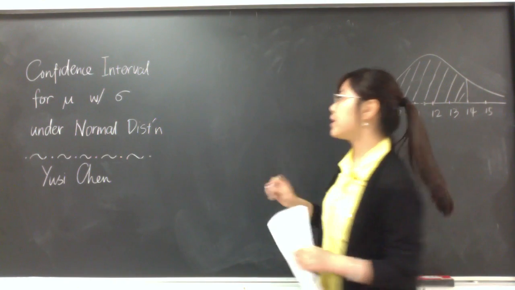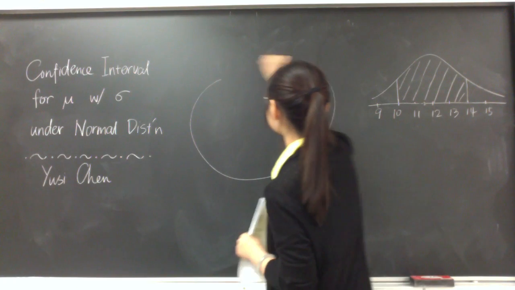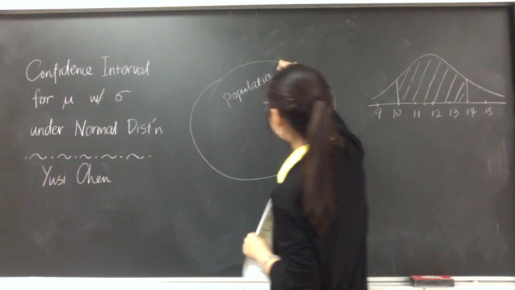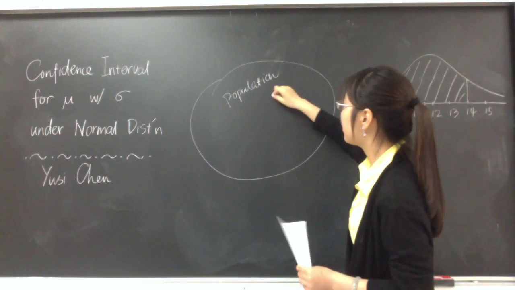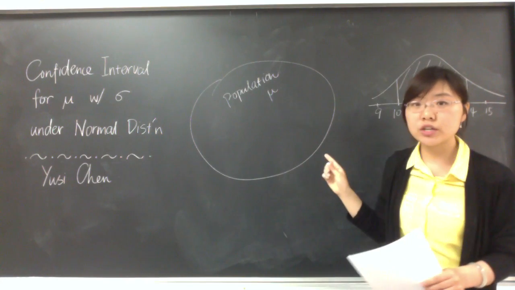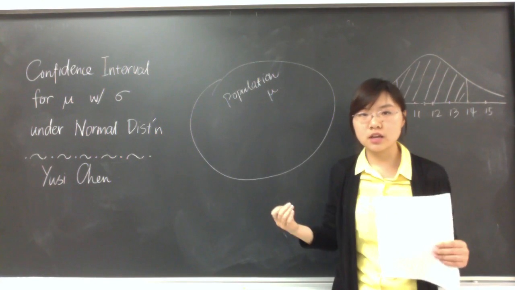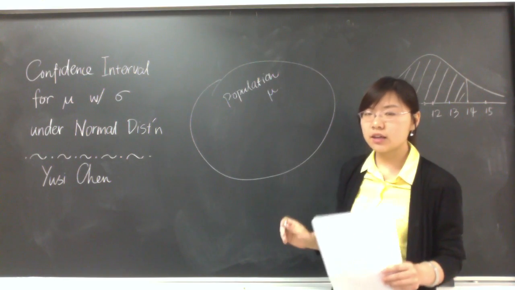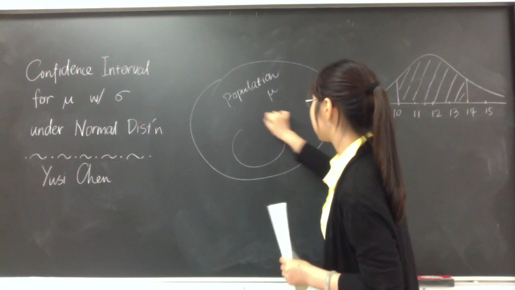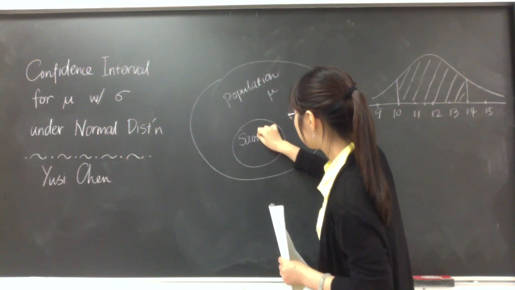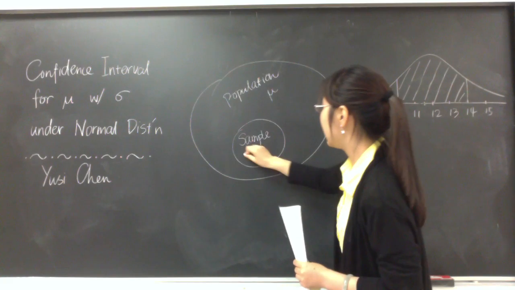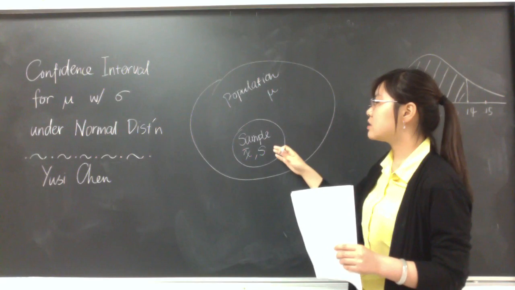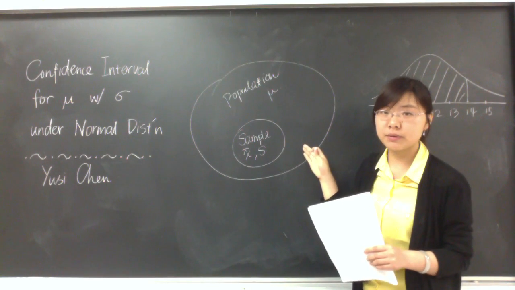For example, if we are curious about a population and we want to know the population mean, which is mu, it is usually impossible for us to collect data of each person in this population and calculate the average. In real life, what we usually do is take a sample from this population and calculate the sample mean and sample standard deviation. And we use those two numbers to estimate population parameters.